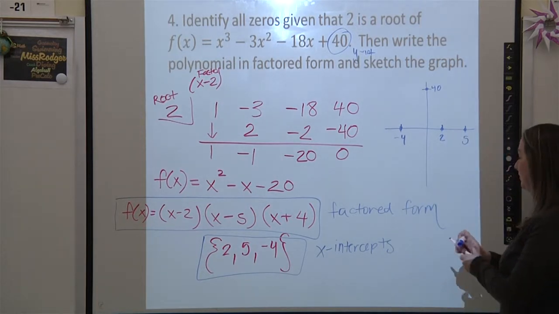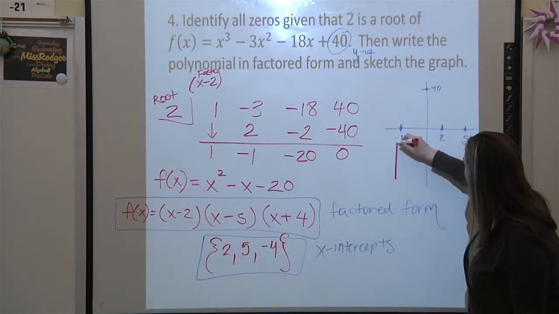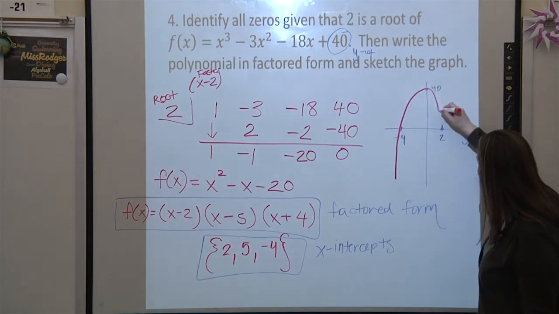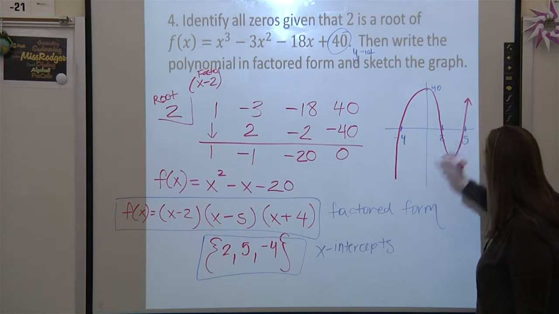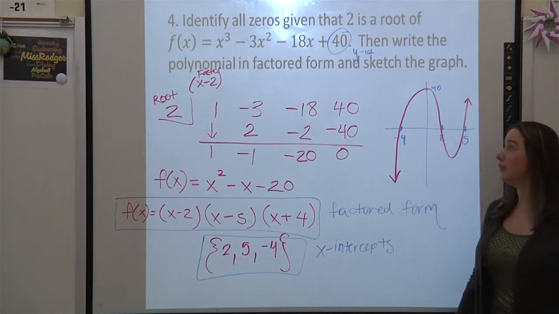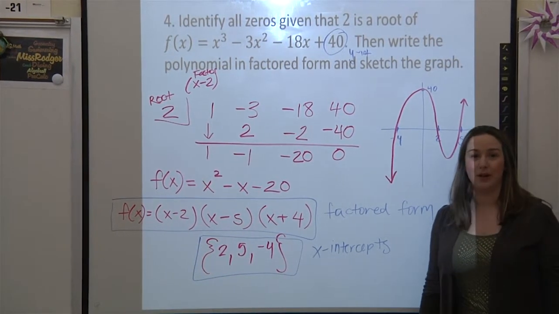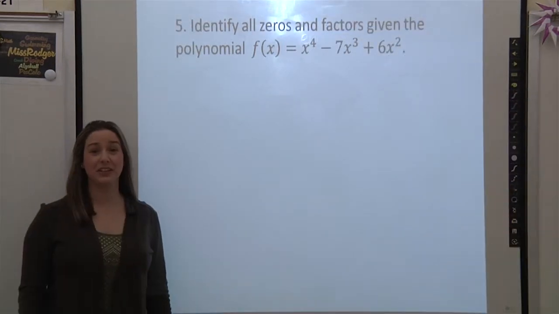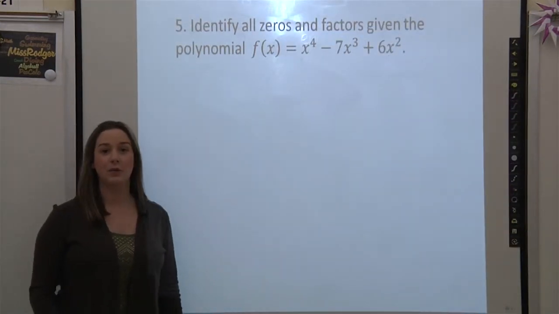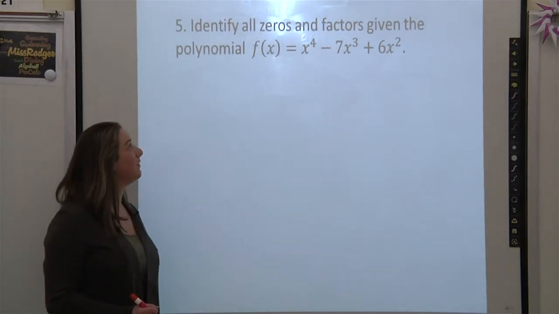So here we go. We're going to start down here. We're going to cross at negative 4, cross at 40, cross at 2, cross at 5. This is all the information in the key features when we're looking at 2 as a root in our given polynomial. Let's take a look at the next type of problem where they don't give us a 0 or a factor, and we still need to find the zeros and the factors using the given polynomial.